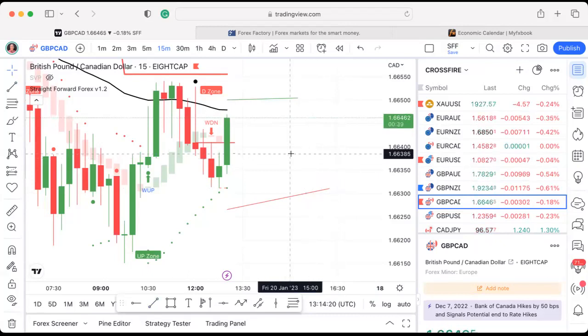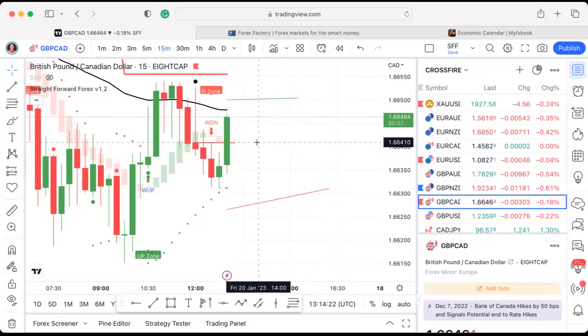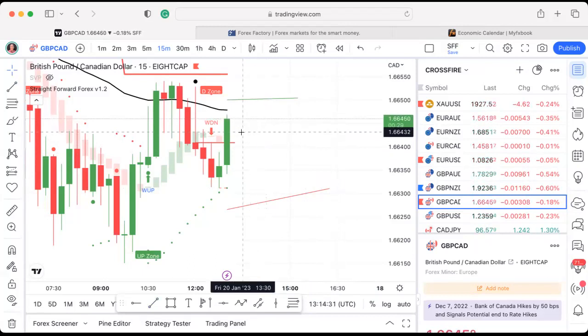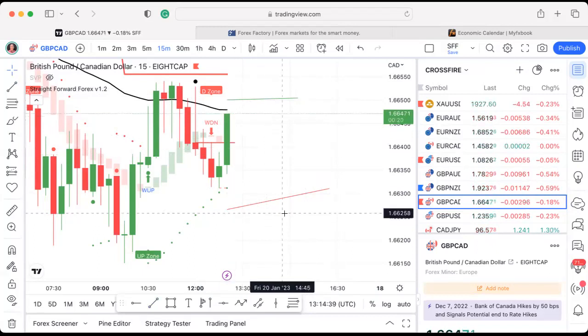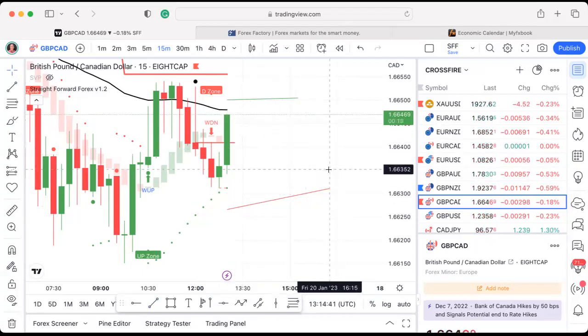And basically what we're looking at is at 1:15, we'll drop down to the 5-minute chart. And in fact, I'll drop down to the 2-minute chart. And we'll be looking for the price. If price moves above the green line, we'll be looking for a buy. If price drops below the red line, we'll be looking for a sell.